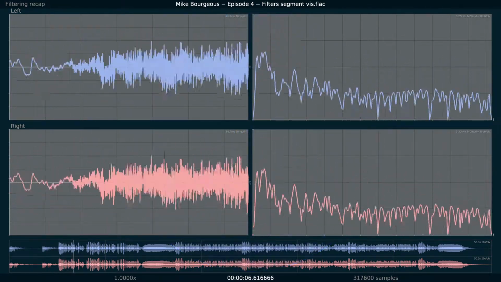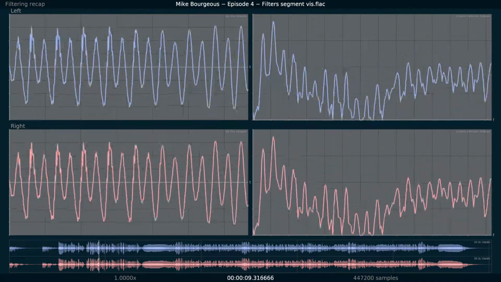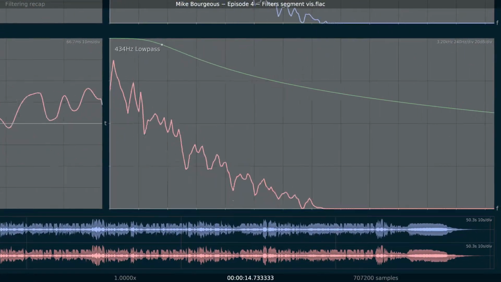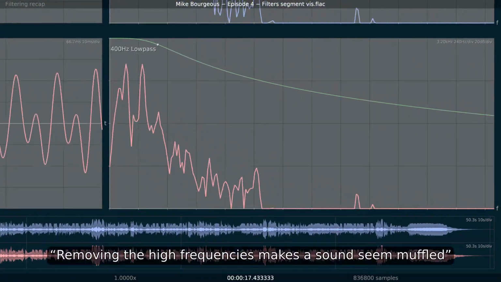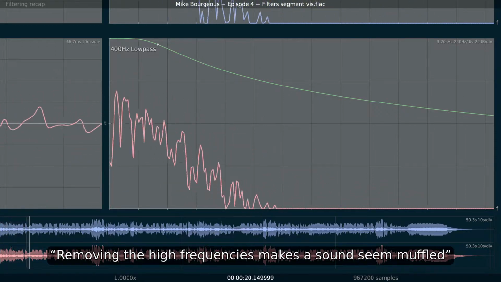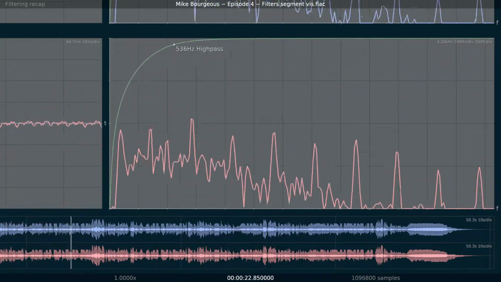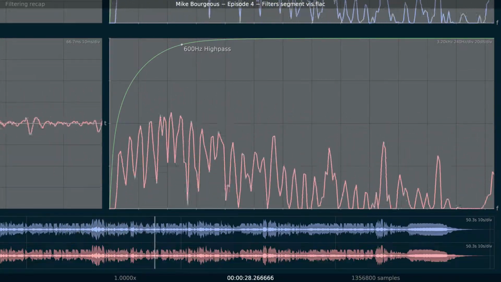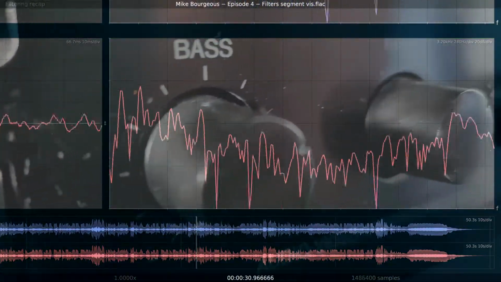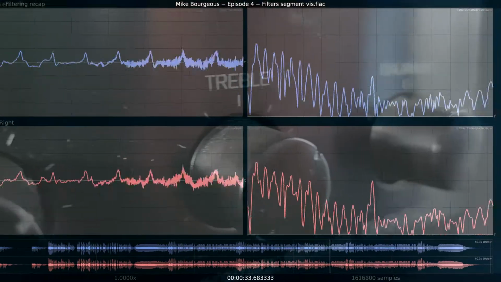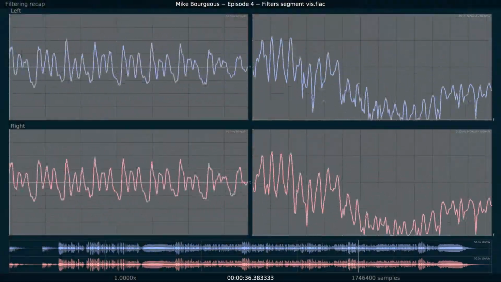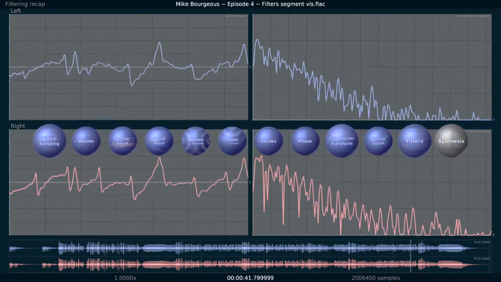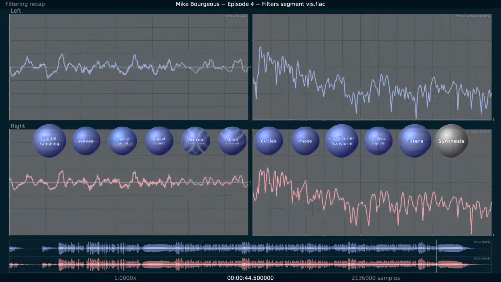Finally, in episode 2, we also looked at filters, which are functions that can change the amplitude and phase of the different component frequencies that make up a sound. Removing the high frequencies makes a sound seem muffled, and removing the low frequencies makes a sound seem thin and metallic. The bass and treble knobs on an old stereo are examples of filters. We'll make more use of filters in this and future videos. So those are our basic concepts for this video.